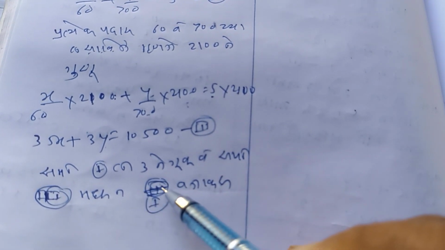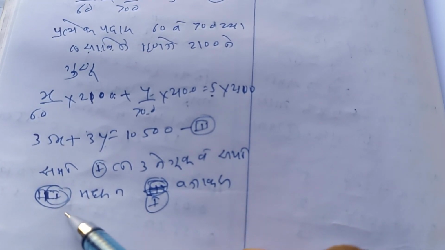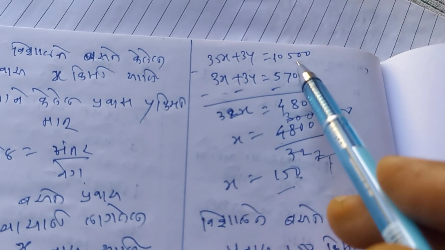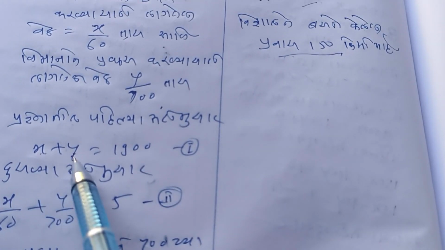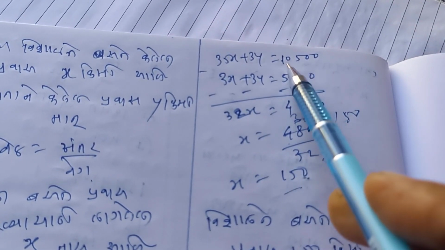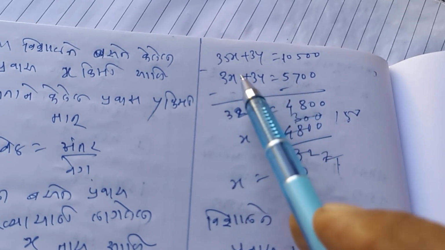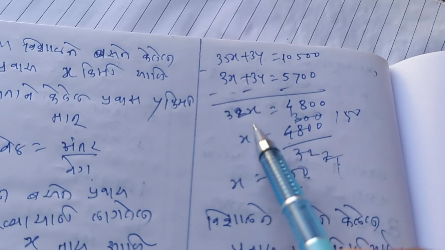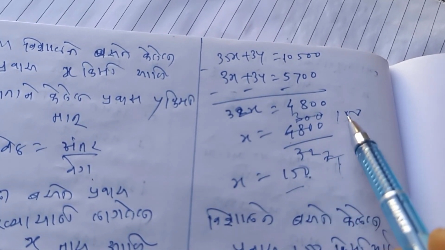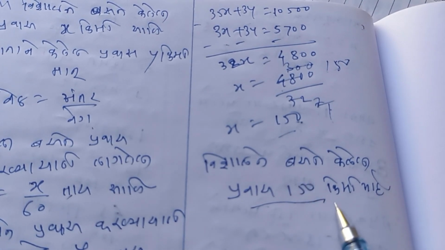Here, multiply equation first by 3 and subtract it from the third. The third equation is 35x plus 3y is equal to 10,500, and multiplying equation first by 3 we get 3x plus 3y is equal to 5,700. Subtracting, we get 35x minus 3x is equal to 32x is equal to 4,800. Dividing 4,800 by 32 we get 150. x is equal to 150. Answer: Vishal traveled 150 kilometer by bus.